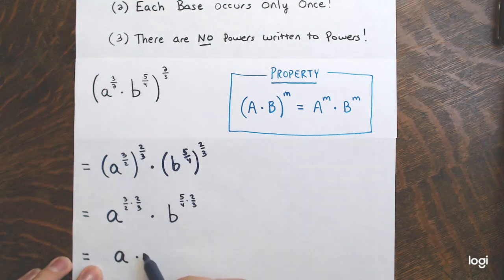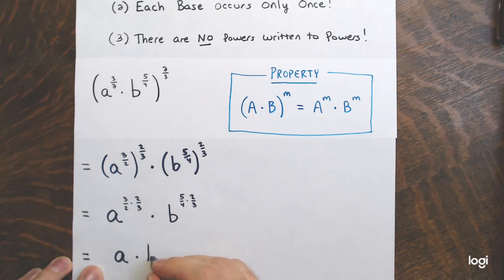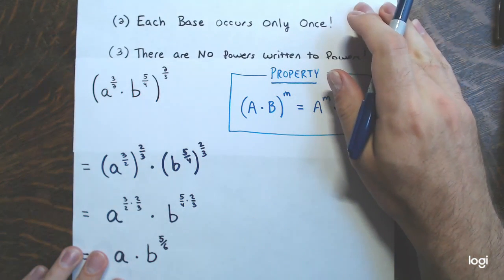Okay. Times, and then the next one, this is 5/4 times 2/3. That'd be 10/12. All right, 5 times 2, 4 times 3. And hopefully you see that 10 and 12 have a common factor of 2. That would reduce to 5/6, right? So you have a to the first, or just a, times b to the 5/6 power. And this is going to be considered simplified.